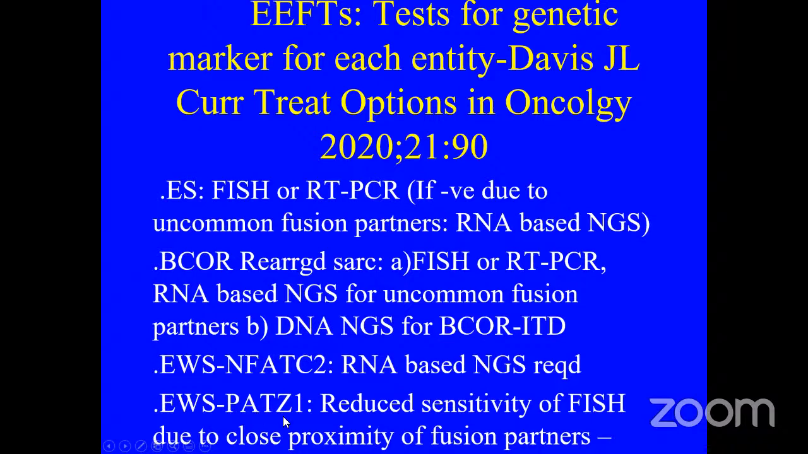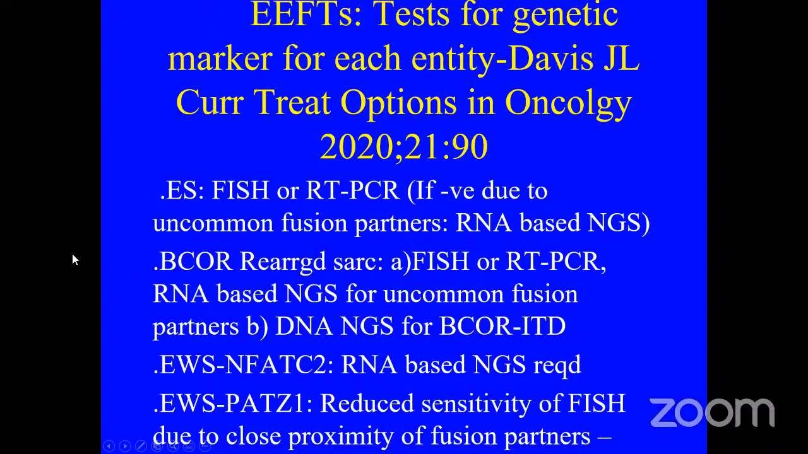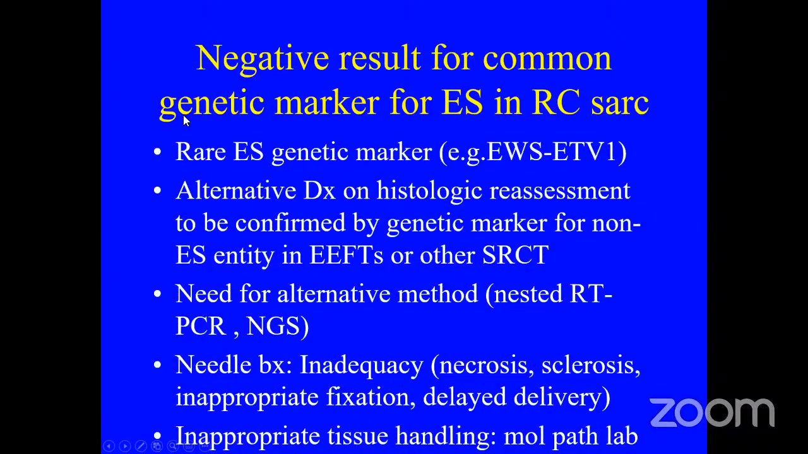In EWS-PATZ1 fusion sarcomas, there is reduced sensitivity of FISH, as I have already pointed out, because of the close proximity of fusion partners, and therefore you will have to do next generation sequencing in this particular case. This slide just discusses the particular instance of Ewing sarcoma. This is the commonest tumor in this family, and therefore I'm making an extra slide for this.